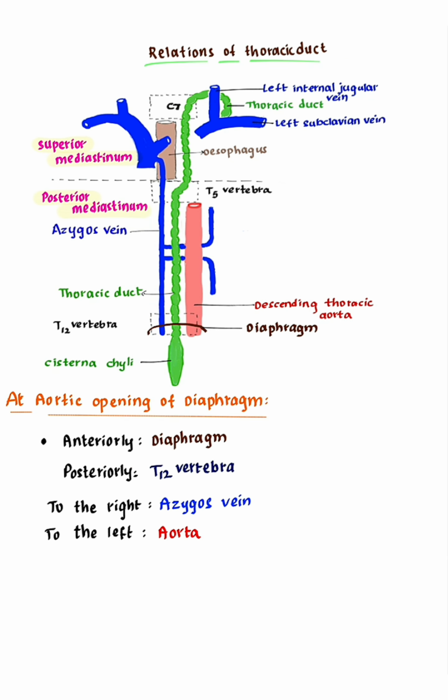Now we will see the relations of thoracic duct. We will study the relations of thoracic duct at four different levels: at aortic opening of the diaphragm, within the posterior mediastinum, within the superior mediastinum, in the neck.